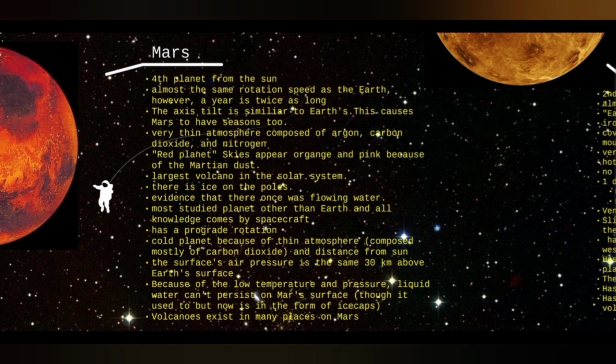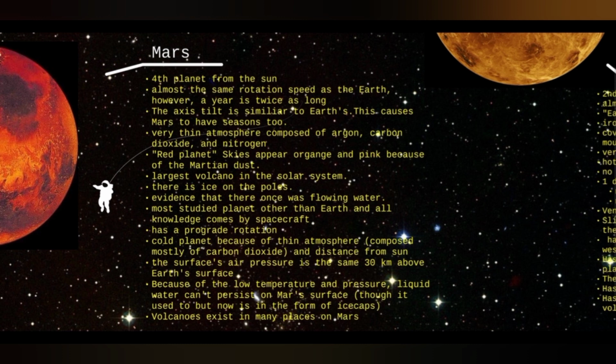Kaya sinasabi nilang pwede nating matirahan o tirahan ang Mars. Pero pinag-aaralan pa ito. And then, tinawag siyang red planet. Skies appear orange and pink because of the Martian dust. And then, dito po matatagpuan ang largest volcano sa buong solar system. There is ice on the poles, evidence that there was once flowing water.